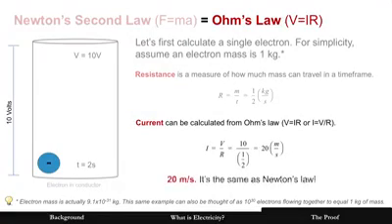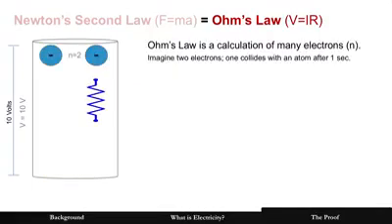And current can be calculated now from Ohm's law, V equals IR. In this case, we have to flip it around and say I equals V over R because we're calculating current. And when you do, what do you know? It's the same thing as that first example we showed earlier. It's 20 meters per second. It's the exact same thing as Newton's law. It's pretty cool. But that was a simple one, so let's expand on this now.